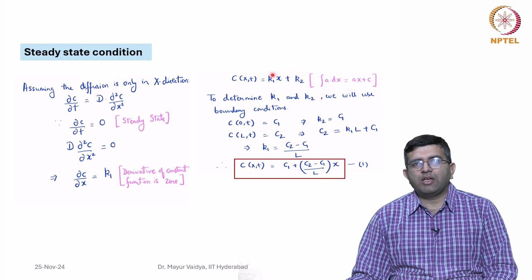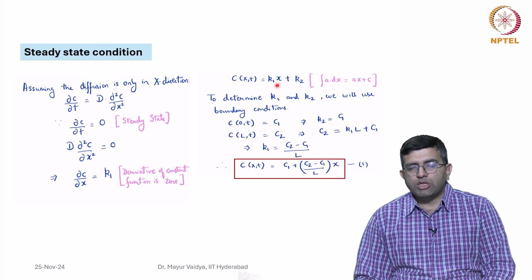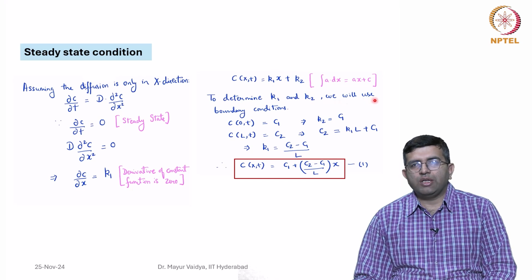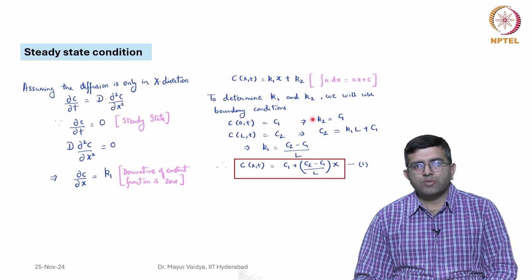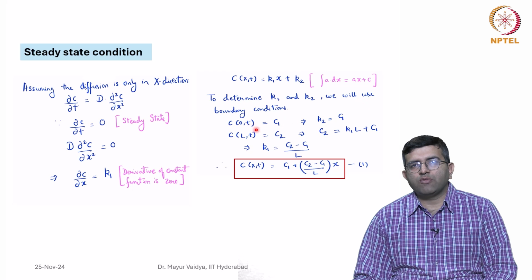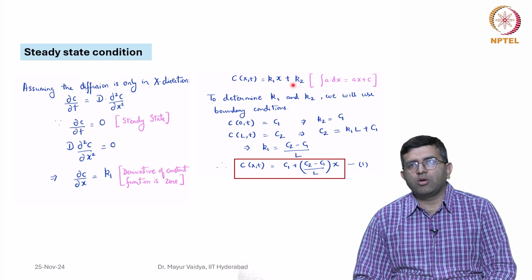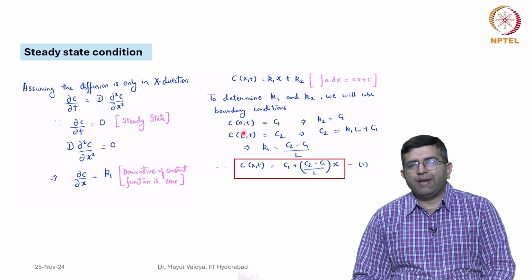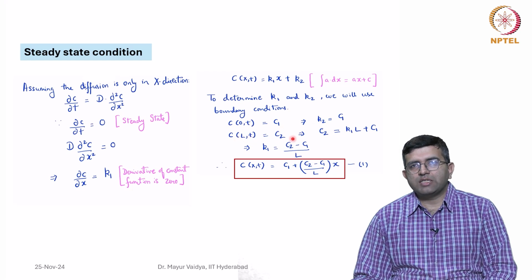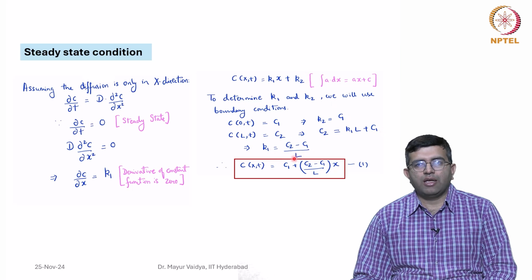How do I find out now k1 and k2? So, to determine k1 and k2, what we need is our boundary conditions. So, our first boundary condition was c of 0 comma t is c1. So, if I put here, this is c1 is equal to, this term goes to 0, and we have only k2. So, basically my k2 is c1. And then if I put c of L comma t is equal to c2, that means I have c2 is equal to k1L plus k2, which is already c1. So, I get k1 as (c2 minus c1) by L.